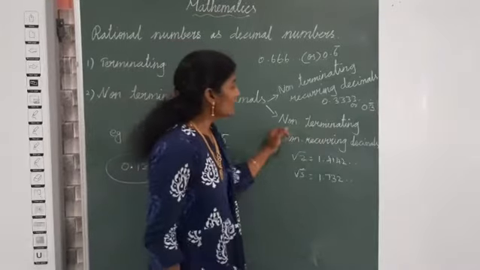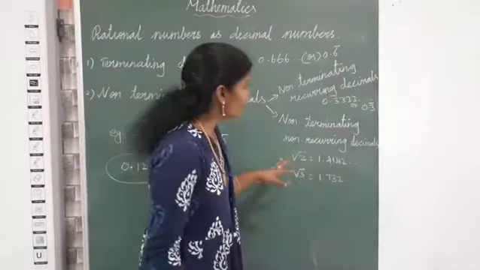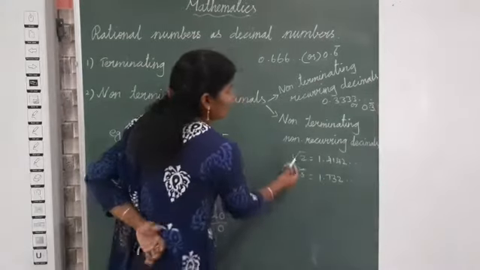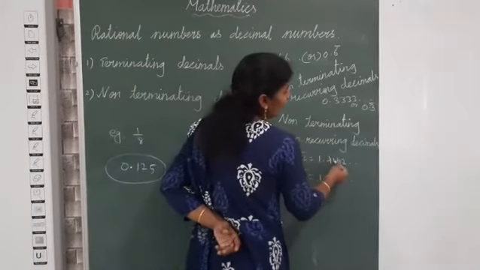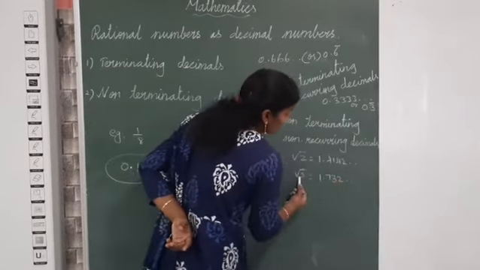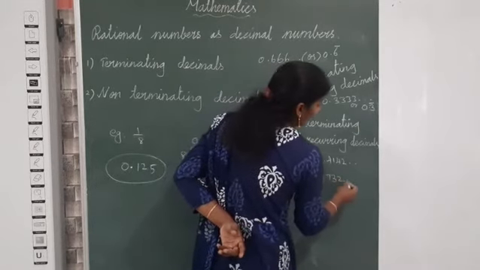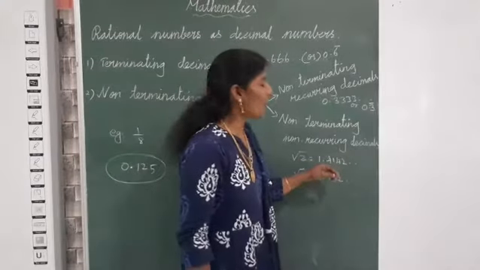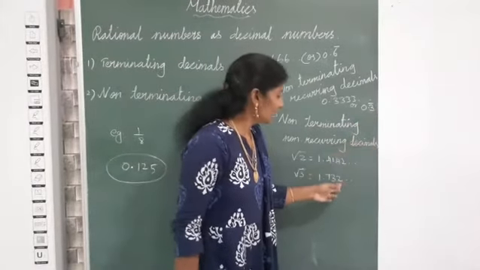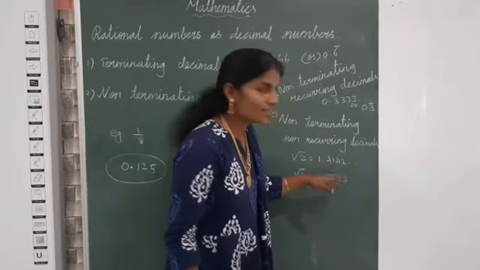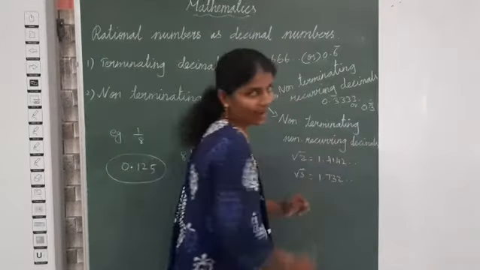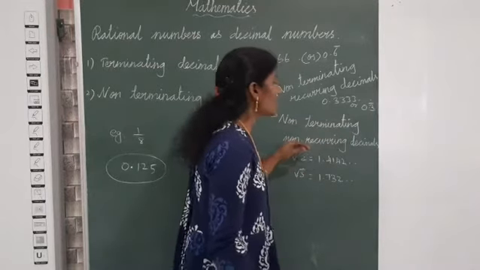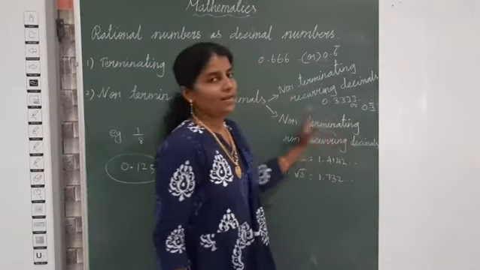Okay. A non-terminating non-recurring decimal means here root 2, that is an irrational number. Here root 2 is equal to 1.4142 etc. Root 3 is equal to 1.732 etc. Isn't it? After the decimal point, an infinite number of digits. We can't say the exact value. So these numbers are called non-terminating, non-recurring decimals.